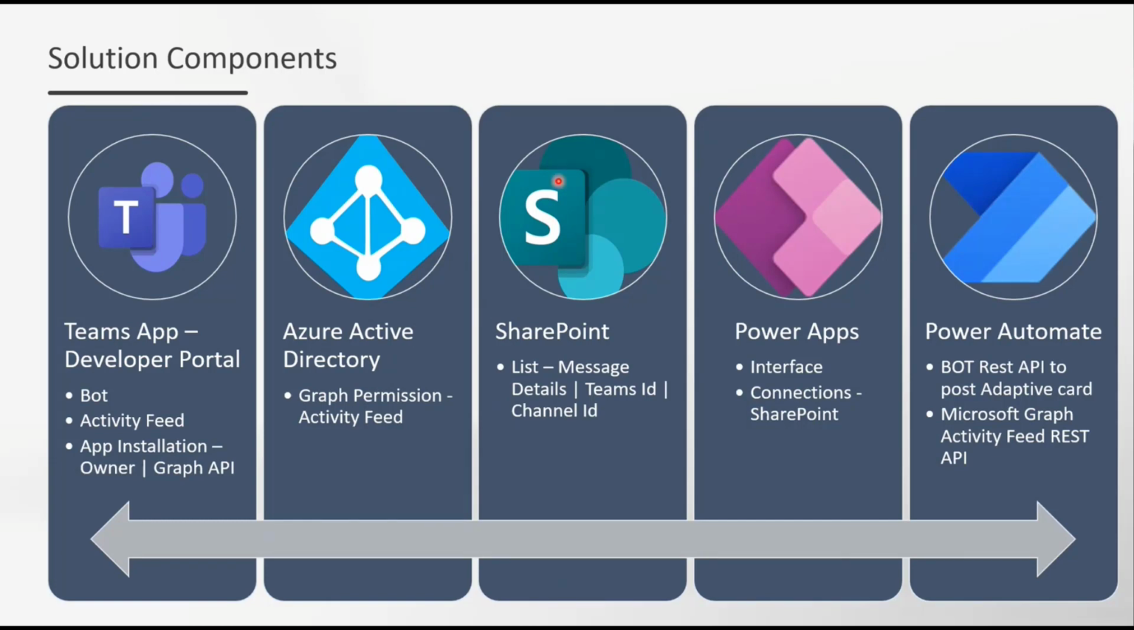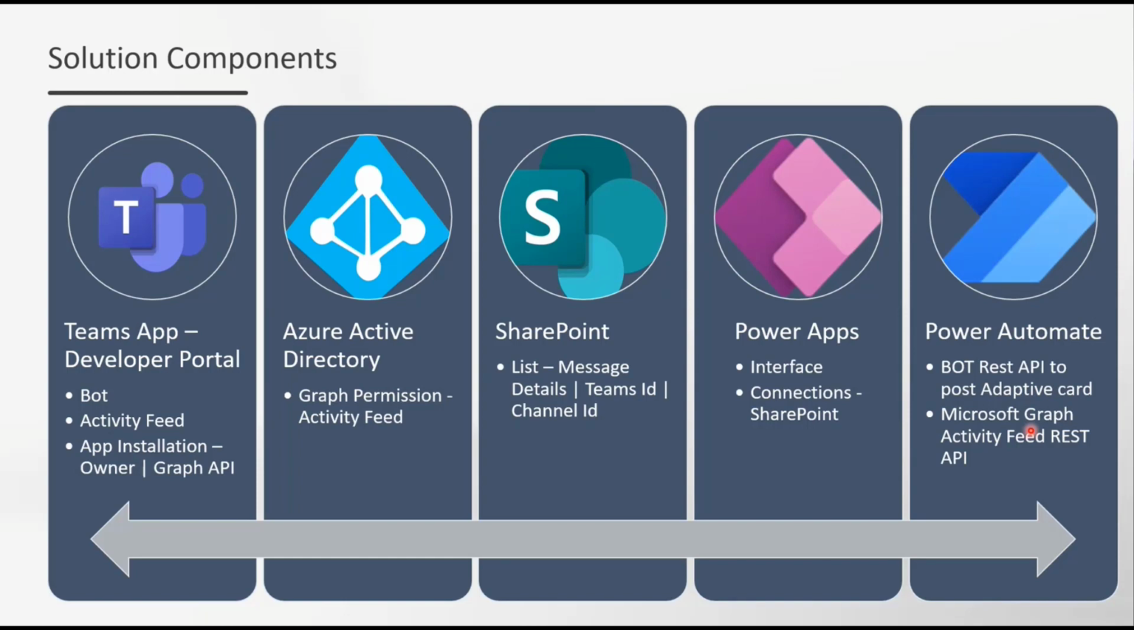And we have a couple of SharePoint Online lists. As I talked about in the previous slide, one is for storing the team's information, and the second one is for storing the actual message. And then a Power App, which has the interface for the communicators or for the publishers. And then there are certain connections which happen to this list. And then a Power Automate, which uses a couple of premium connectors, HTTP connectors, to send the adaptive card and also to call the Graph API.